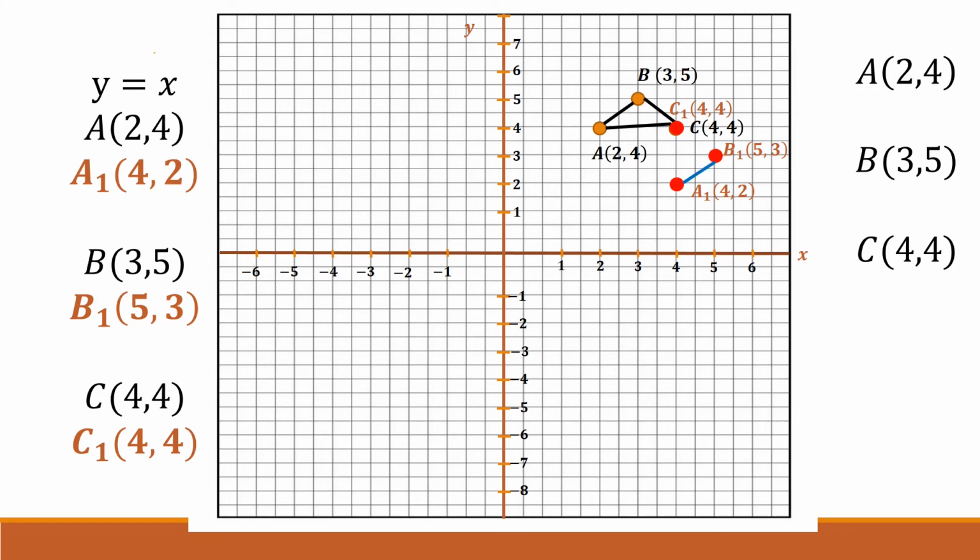And so from here we join the points together. So I join A1 to B1, then B1 to C1, and the last one I'll join A1 to C1. And that forms the image triangle A1, B1, C1.